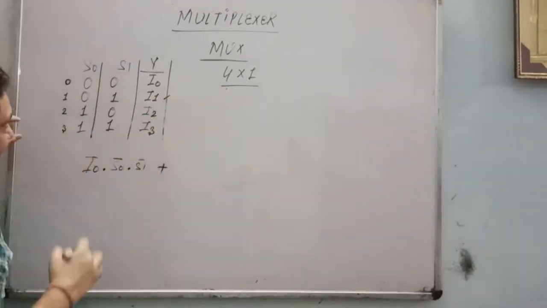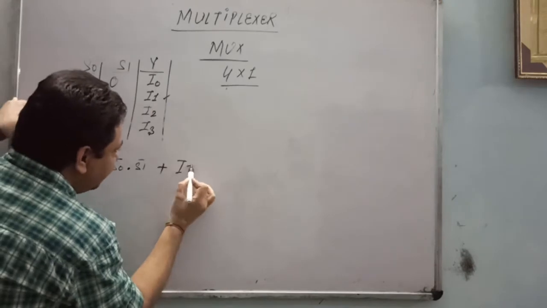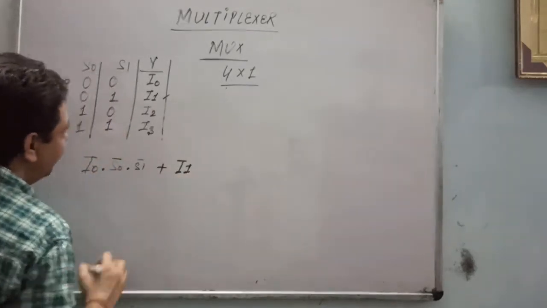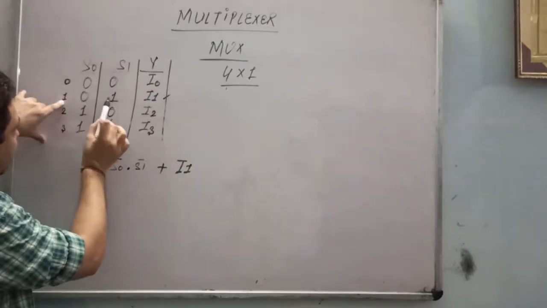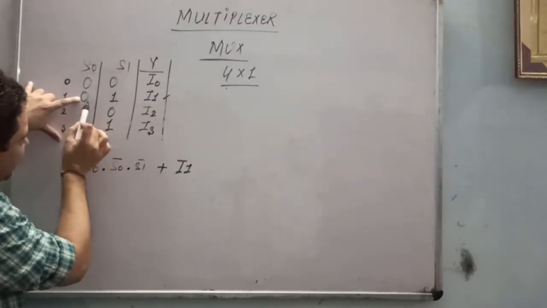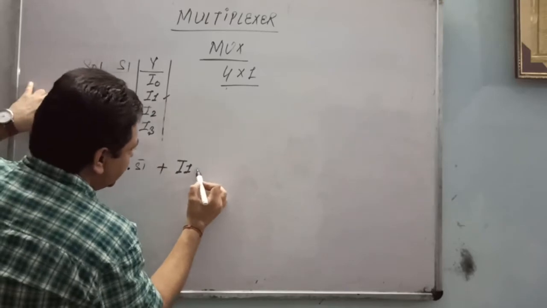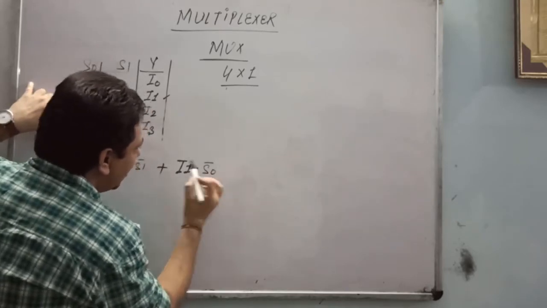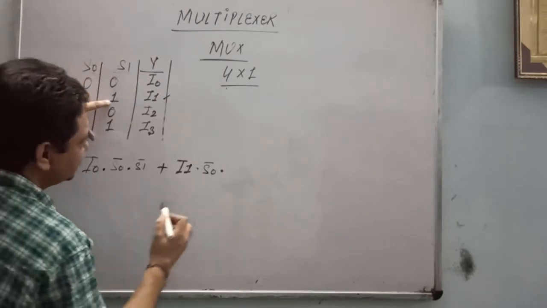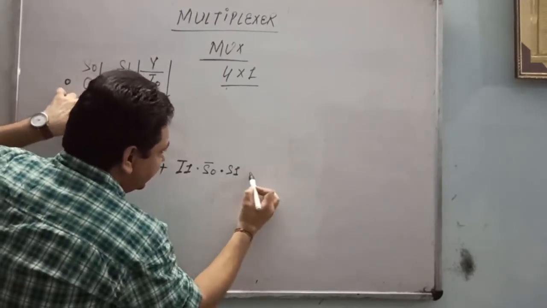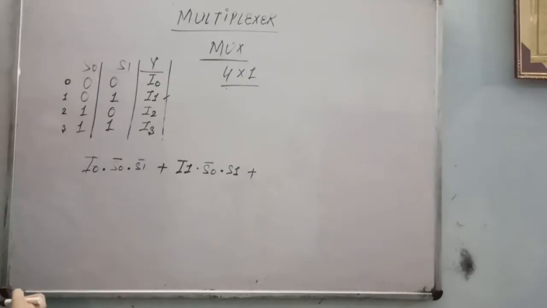Now for I1, for the selection of I1, what will be the status of S0 and S1? S0 is 0, so we have to take the complement. So I1 dot S0 whole complement and multiplied, S1 is already 1, so we can take it directly, then plus sign, because we have to write the expression in the SOP form, minterm form.